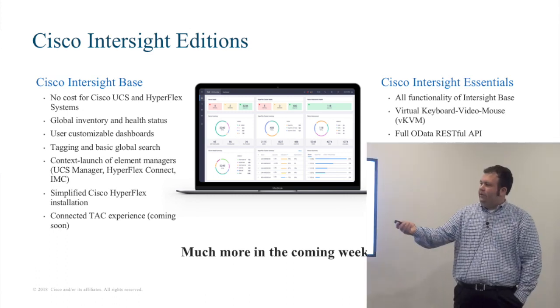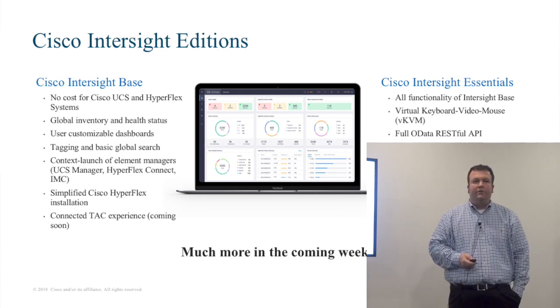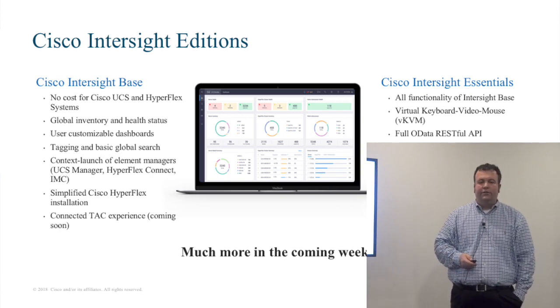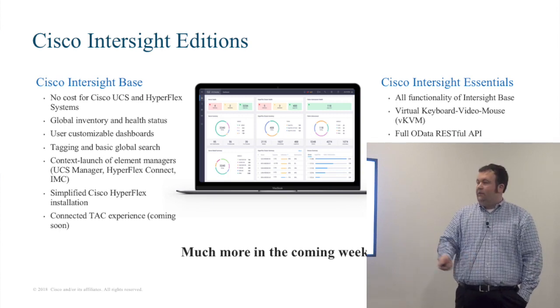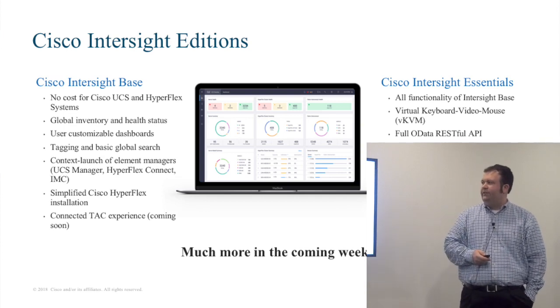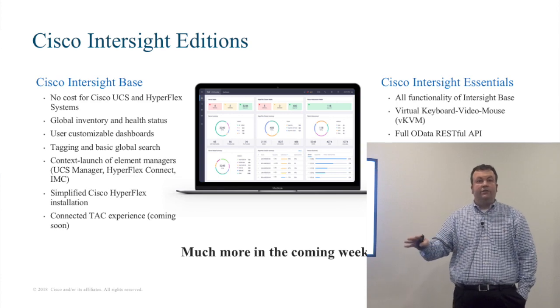And then you'll see this in the demonstration, but we have this really slick installation flow for Cisco HyperFlex. It really changes the game in terms of deploying HyperFlex at scale. And I think you'll see that in the demonstration. And then last week, we introduced the first premium tier, which is Cisco Intersight Essentials. And in the first release, this is really focused on our standalone C-Series rack servers.